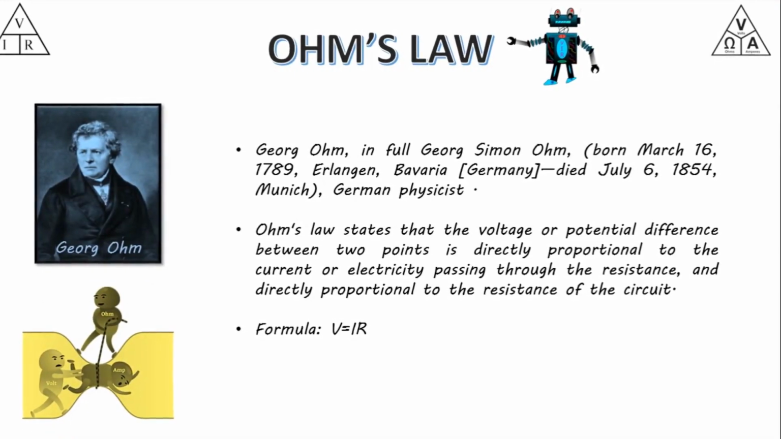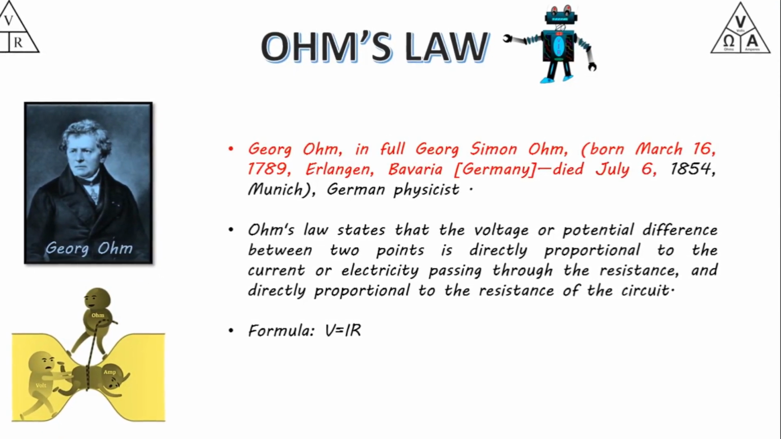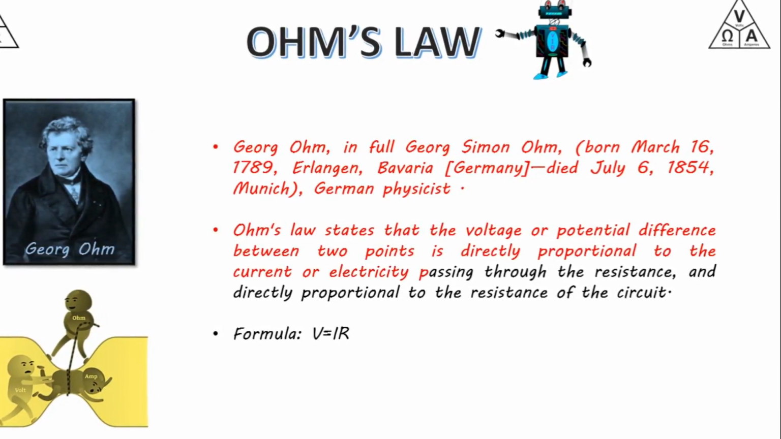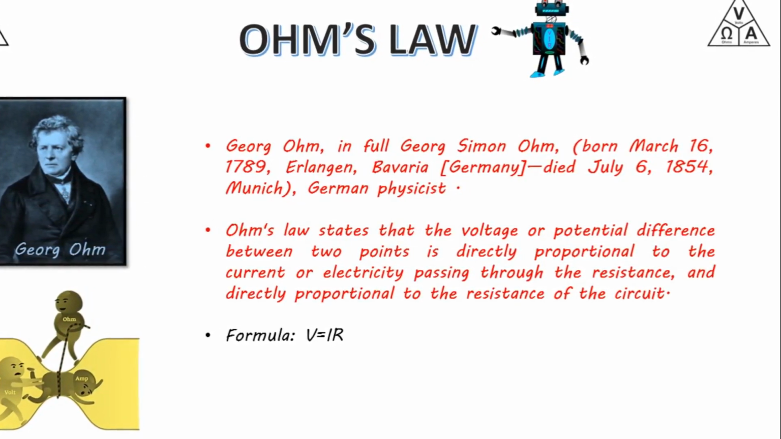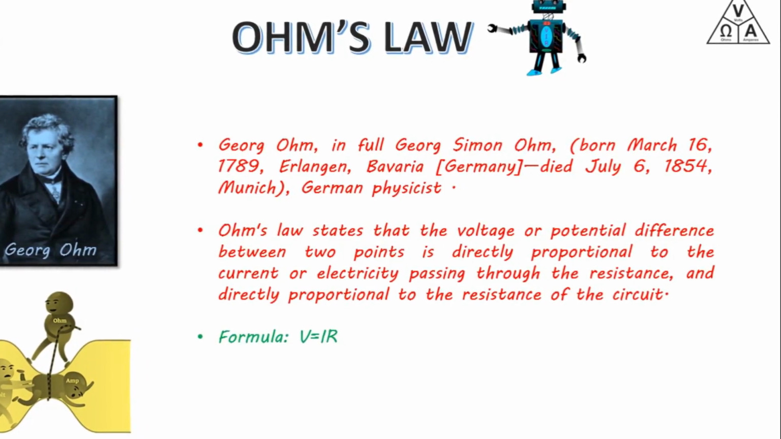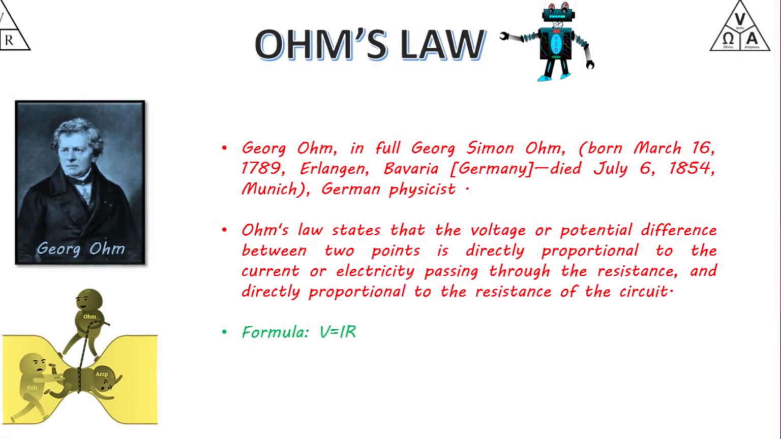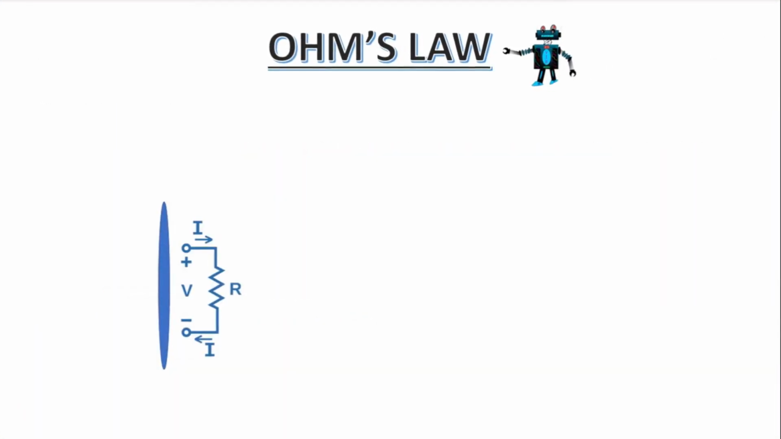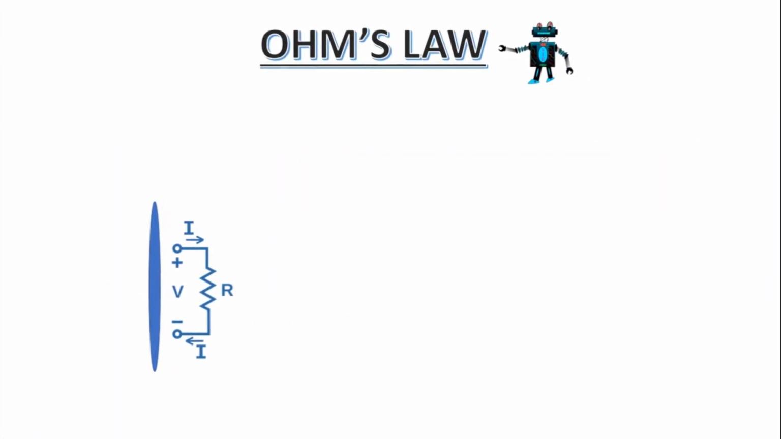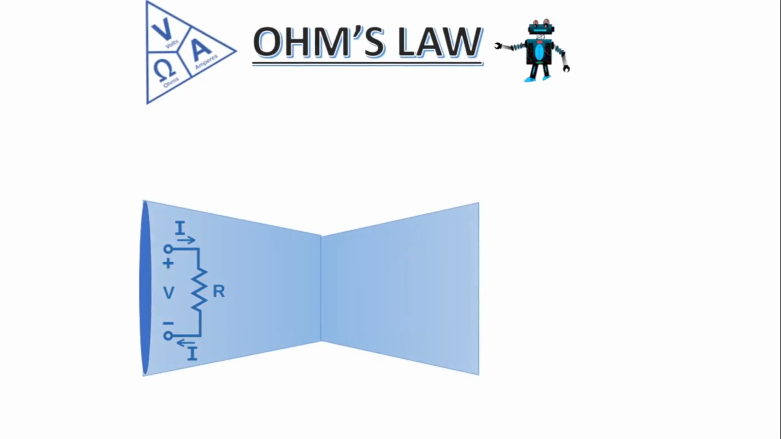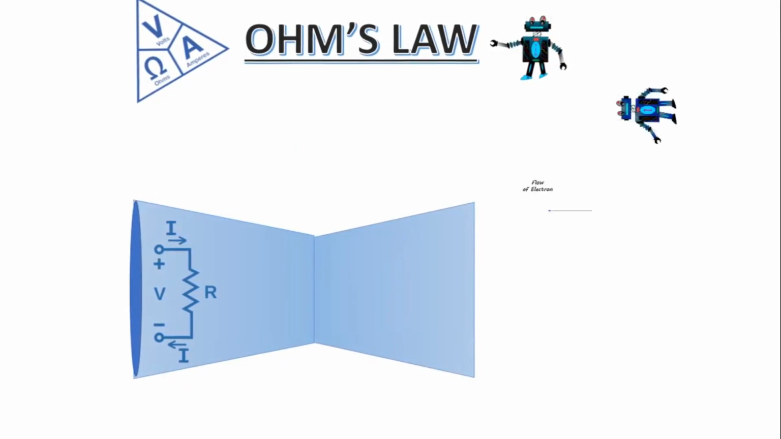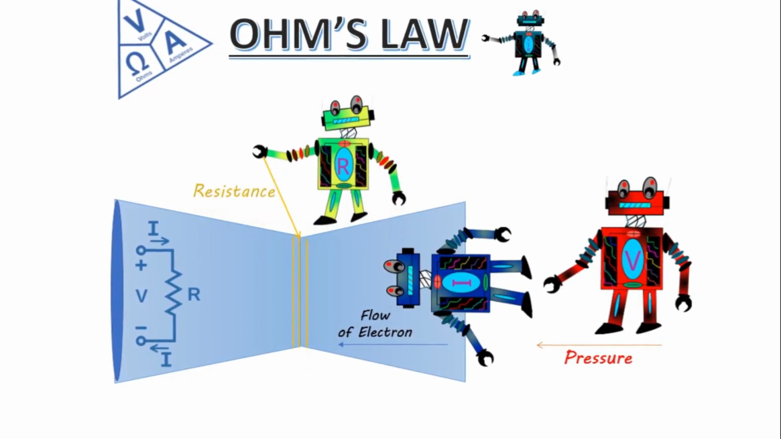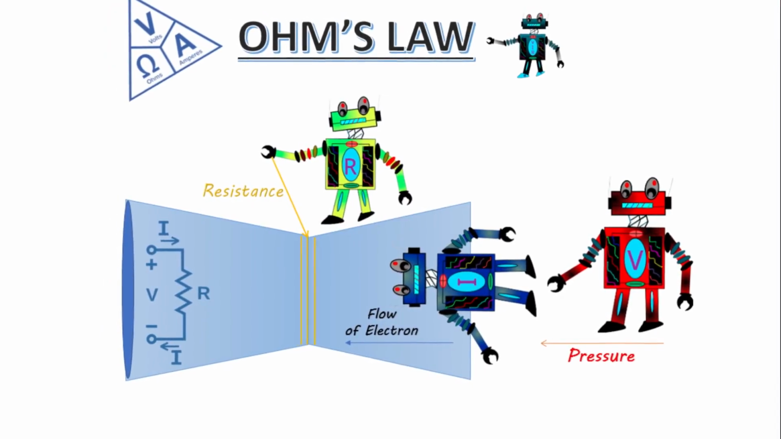George Simon Ohm, the German physicist, is well known today for his formulation of a law. Ohm's law is the mathematical relationship between electric current, resistance and voltage. Ohm's law states that the voltage or potential difference between 2 points is directly proportional to the current or electricity passing through the resistance, and directly proportional to the resistance of the circuit.